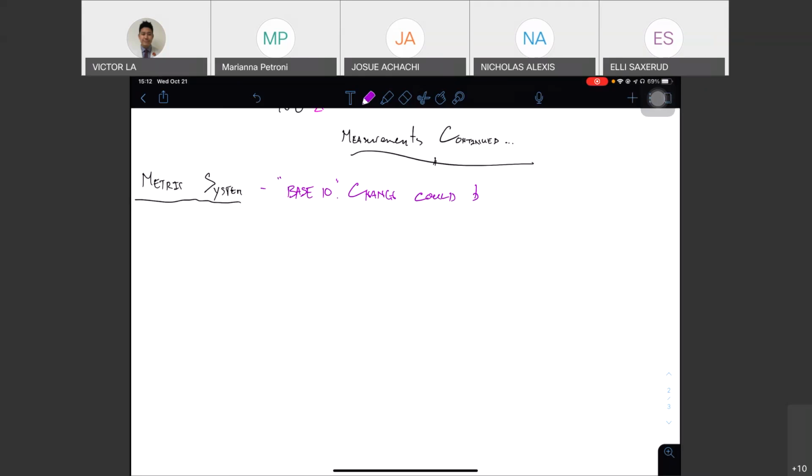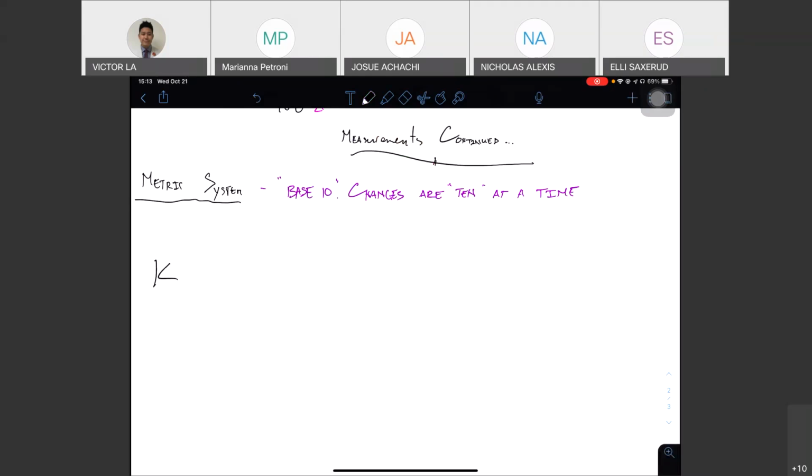So metric system base timing changes are 10 at a time. So again, you want 7 columns ready to write this out. So you have something like this.